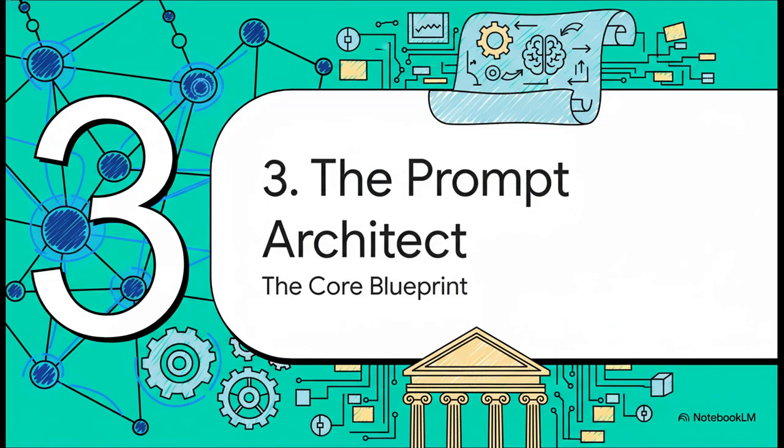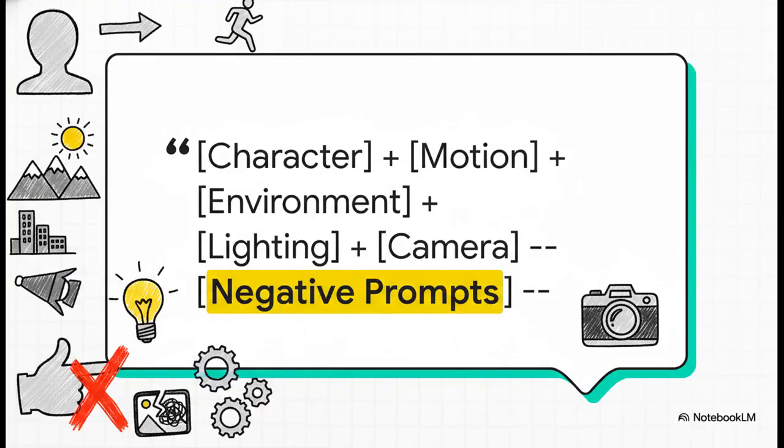Okay, now that we've got the basics of how the machine learns, it's time to get our hands on the architect's blueprint. This is the core formula we can use to structure our prompts for maximum control and, honestly, maximum creativity. Just look at this structure. It's modular. Each one of these parts has a very specific job. We start with our subject, we give it an action, we place it in a world, then we light the scene to create a mood, direct the camera for a cinematic feel, and then, and this is so crucial, we tell it what to avoid.